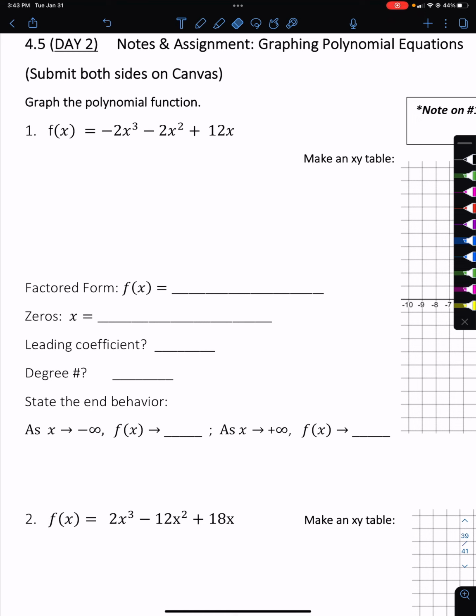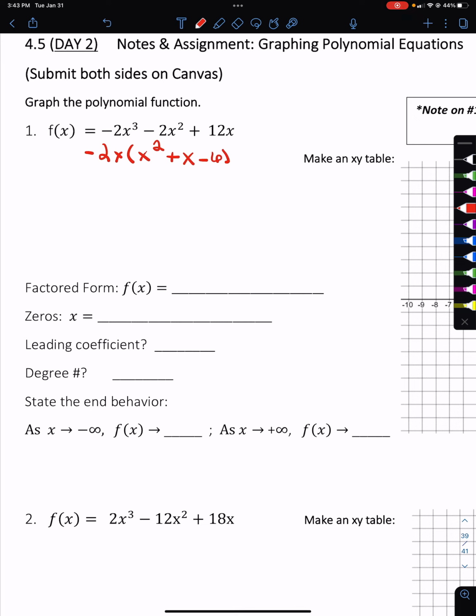So the very first one, this is graphing the polynomial function. That means I'm going to have to solve it to find x. So the first thing I'm going to do is look for a GCF. The GCF on this one is going to be negative 2x. And I am going to be left with x squared plus x minus 6.